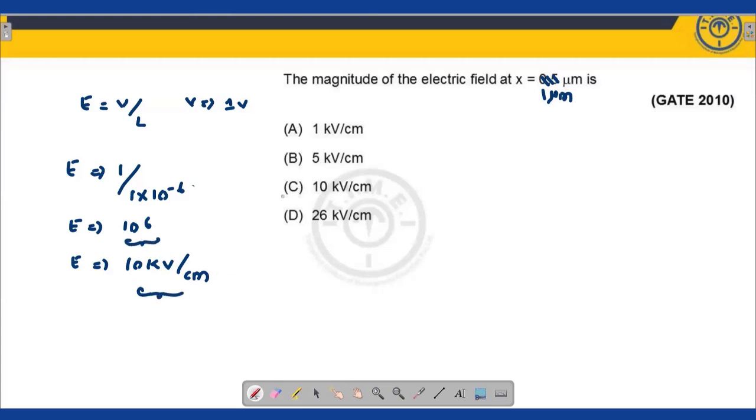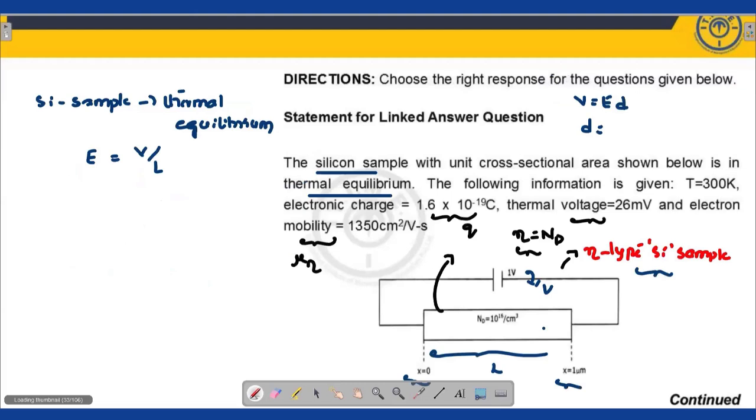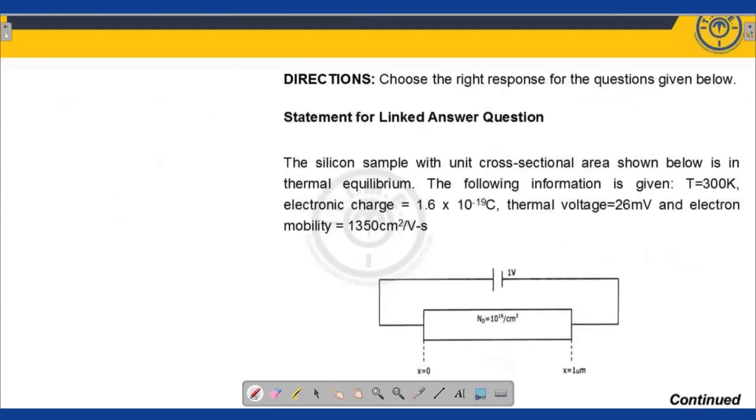So the option itself is what, my dear friends? The option itself is C over here. Okay. Sorry for that, my dear friends, a little bit of change over the question, which is pretty important. So he has taken the silicon sample and he has done all these particular parameters. Now I am going for the linked answer question.